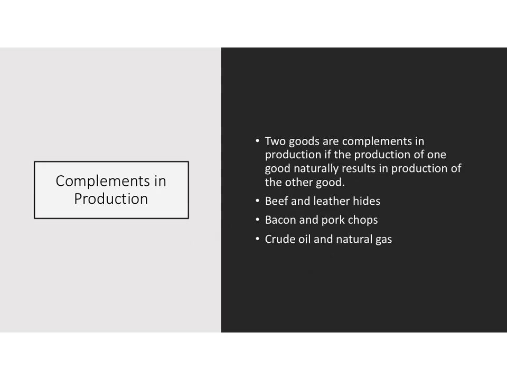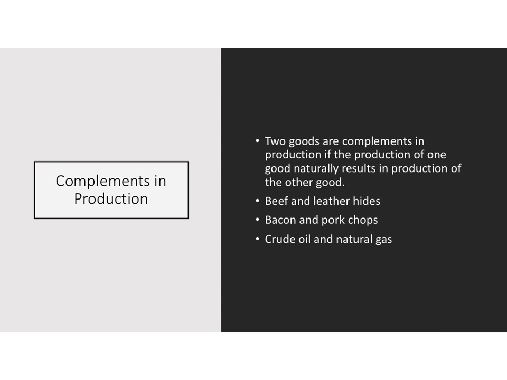Now consider two goods that are complements in production. Two goods are complements in production if the production of one good naturally results in greater production of the other good. So for example, beef and leather are complements in production. Leather is a byproduct of beef. Bacon and pork chops, production of one leads to greater production of the other. Crude oil and natural gas are also complements in production.